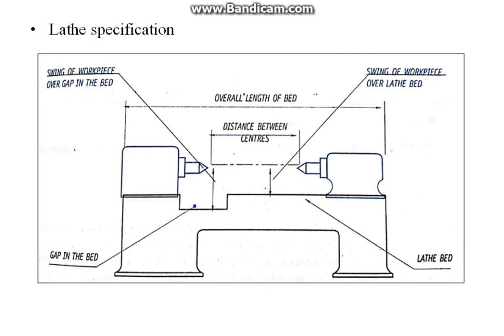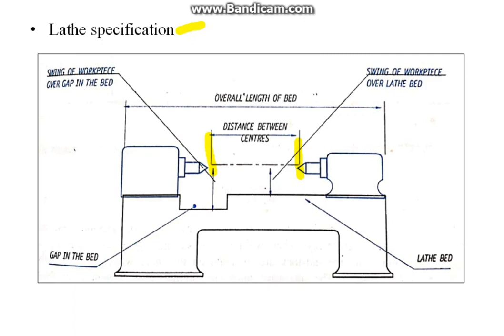The next part is lathe specification. First one, maximum length. This is the maximum length of the workpiece that can be mounted between live center and dead center. That is the maximum length. Second one, the maximum diameter of the workpiece. It is known as the swing of the lathe.